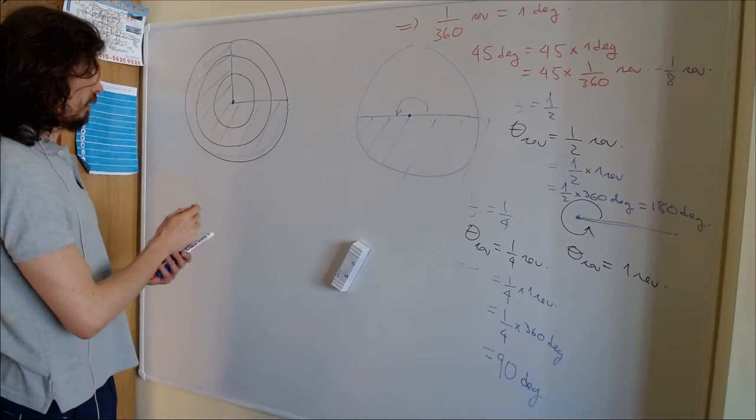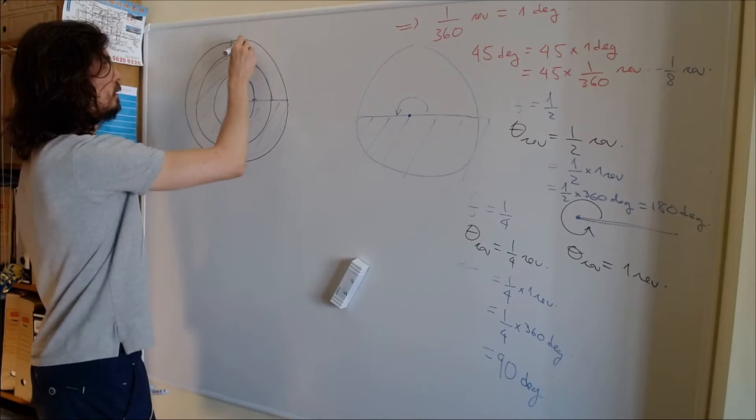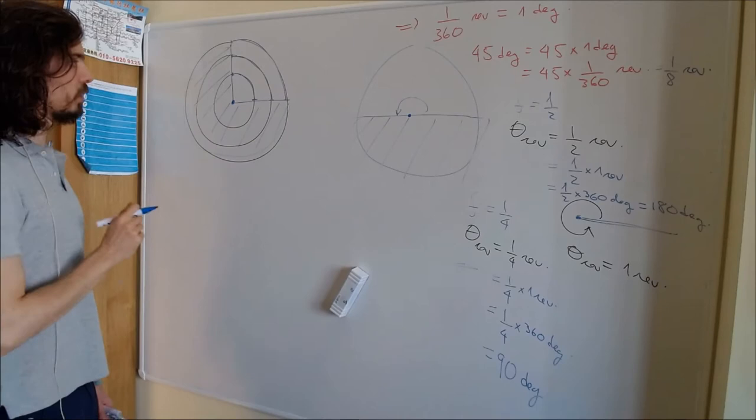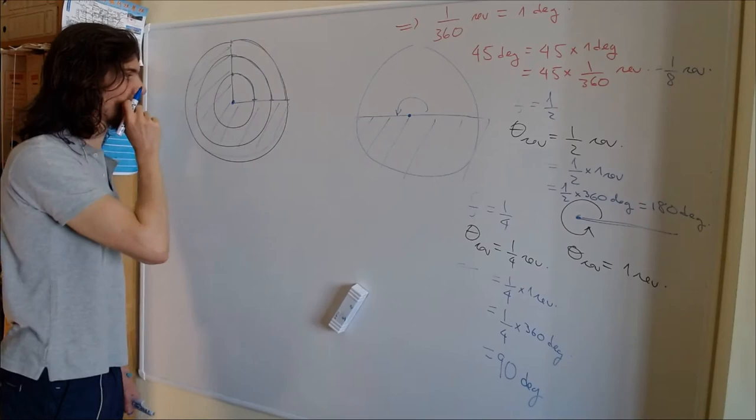You can see that these arcs, you can have more if you draw more circles. Each arc determines the angle. If you give me the length of this arc, I can tell you what the angle looks like. So in principle, you can use these arcs to measure your angle.